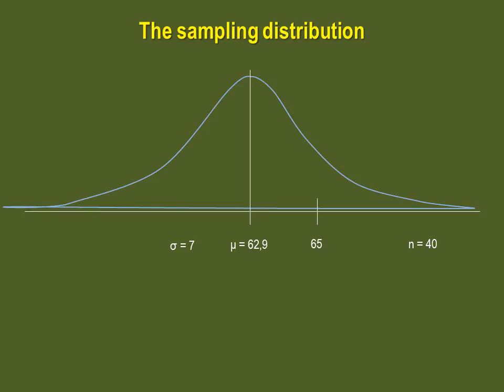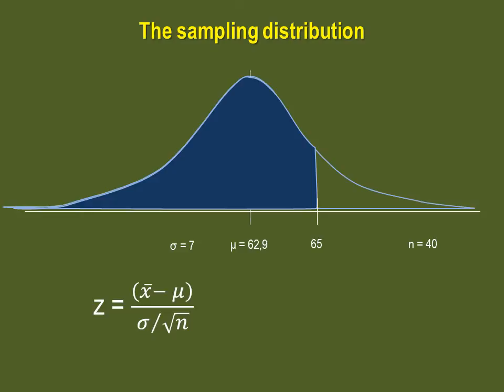Let's do an example. The average annual Canadian consumption of red meat is 62.9 kilograms per person. Assume a standard deviation of 7 kilograms and an approximately normal distribution. Now, if a sample of 40 individuals is selected, find the probability that the mean of the sample will be less than 65 kilograms per year. So first, we must sketch what we're looking for. We're looking for the probability of picking a sample that has less than 65 as an average.